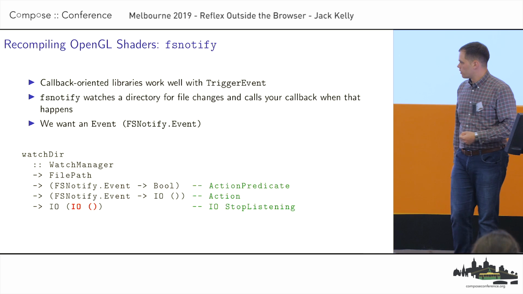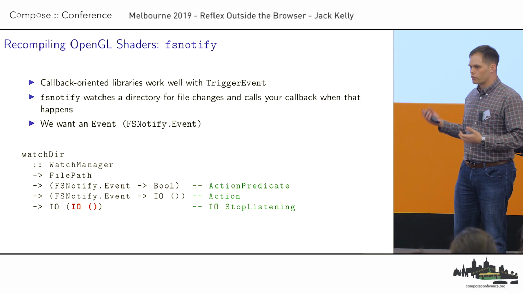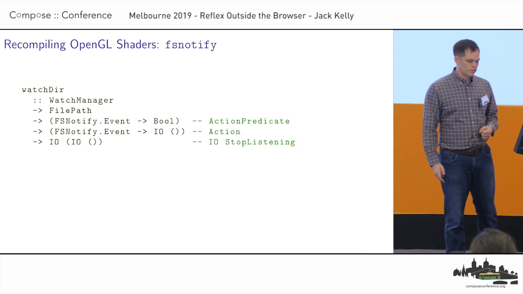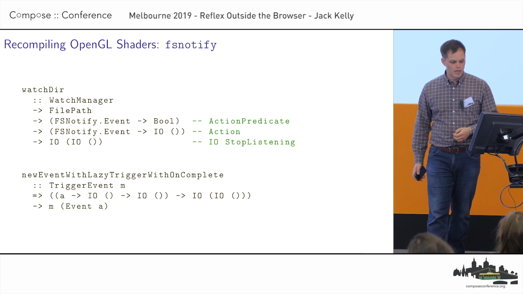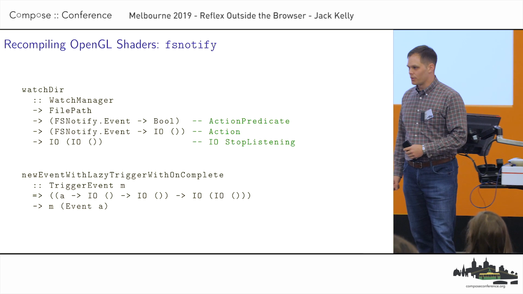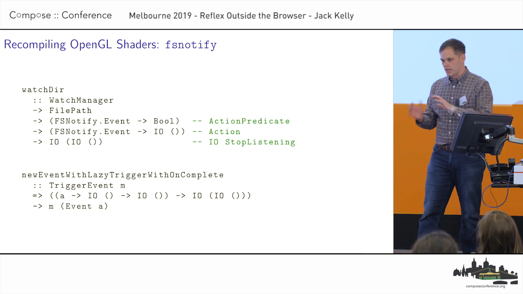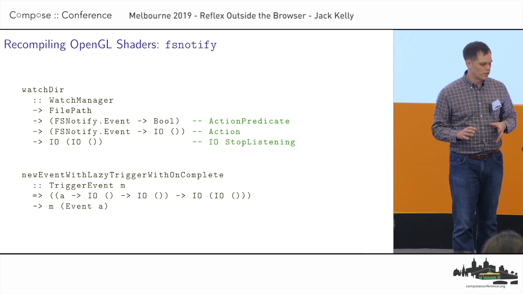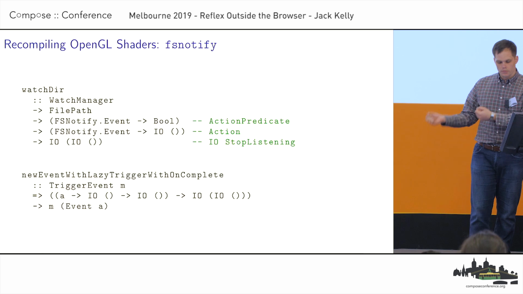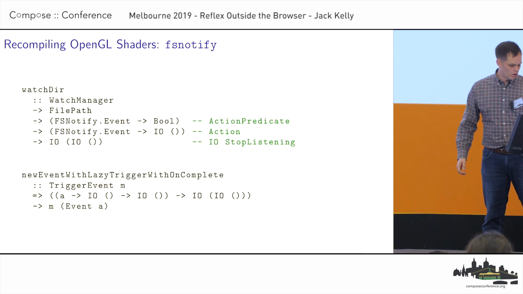And this IO action that it returns is a teardown thing. So when I run that, it will stop listening for changes to that directory. So this is what we have, and Reflex provides a very helpful function with an amazing name and an amazing type signature called new event with lazy trigger with onComplete. Because Reflex is able to swap chunks of the network in and out, it's also smart enough to tell whether or not an event is being listened to. And so if something starts listening to this event, then and only then will it turn on the directory watcher, and if no one's listening anymore, then it will turn it off.